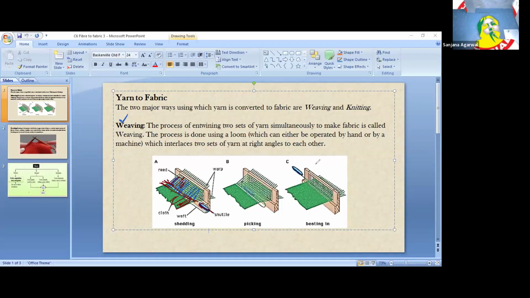In earlier classes, we used to have an activity to prepare a mat with paper strips, right? In art and craft, our teacher used to have us weave them, taking the strip from the upper side, then downside, then upper side, then downside. This way, we learn how to make weaving and fabric. So it is a process of entwining two sets of yarn simultaneously to make fabric, and this is done using a loom, which is hand operated as well as machine operated. So that is what weaving means.